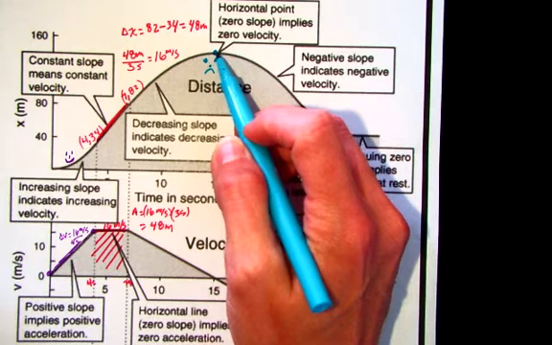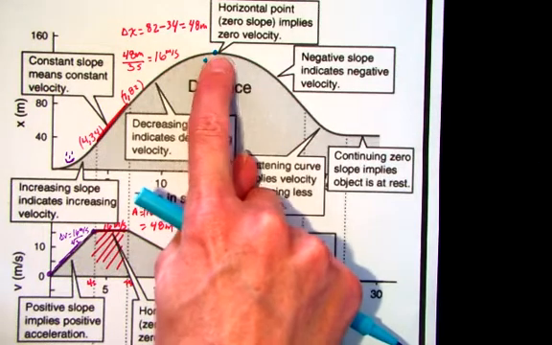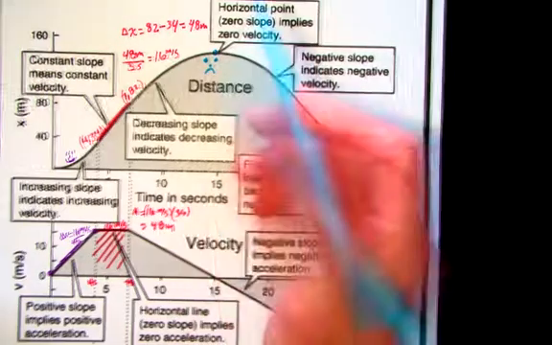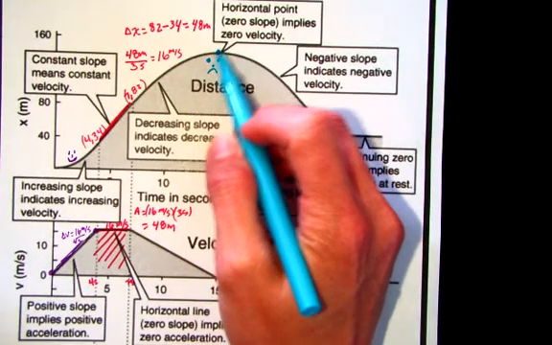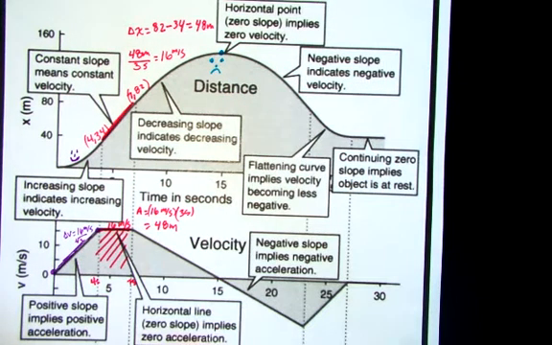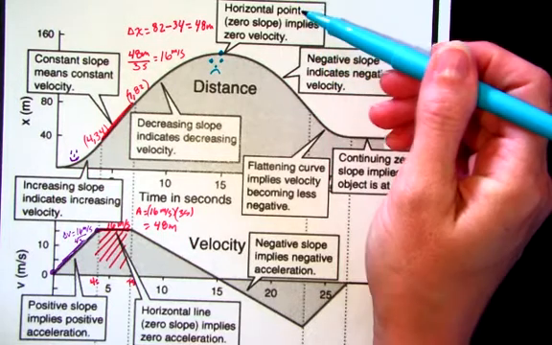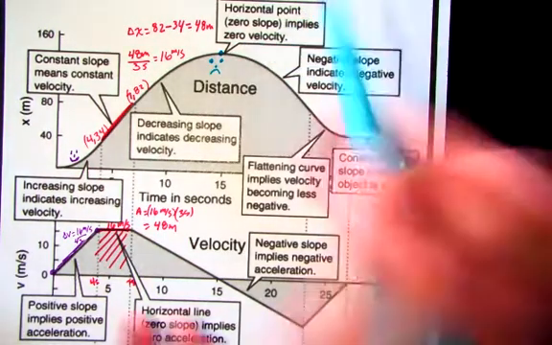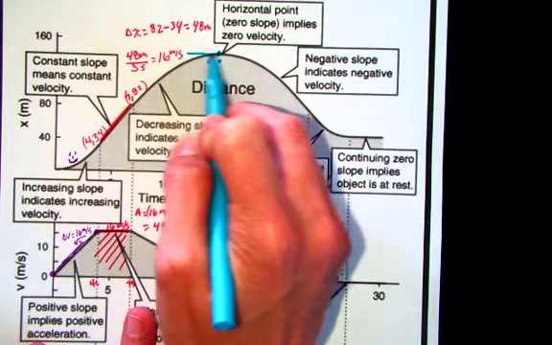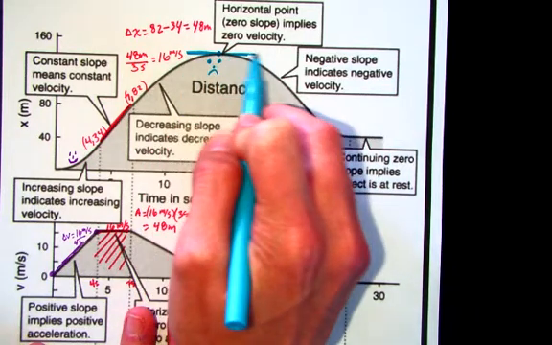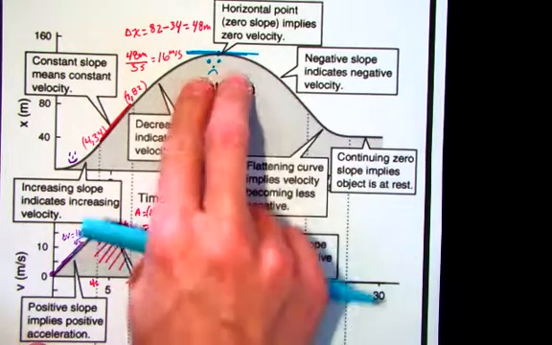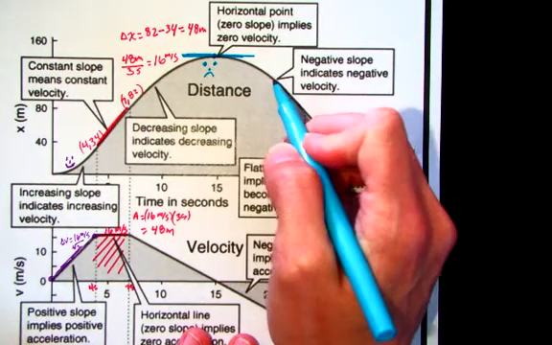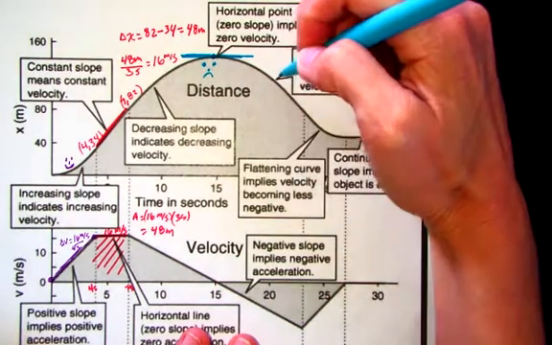In this instant though, I'm now turning around such that I'm now moving closer to the origin, okay? When that happens, when this turns around, the velocity is 0. Now here it says the horizontal point, which is a 0, implies 0 velocity. And that's because they are taking the tangent line slope here. So the slope of the tangent line here is 0. If I did a slope of the tangent line here, it would be a negative slope.